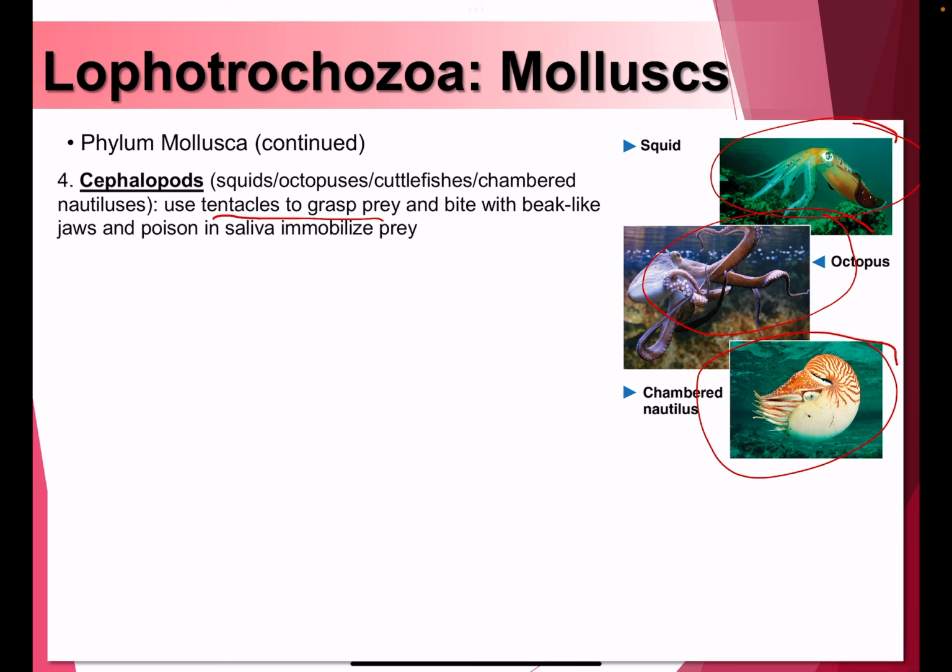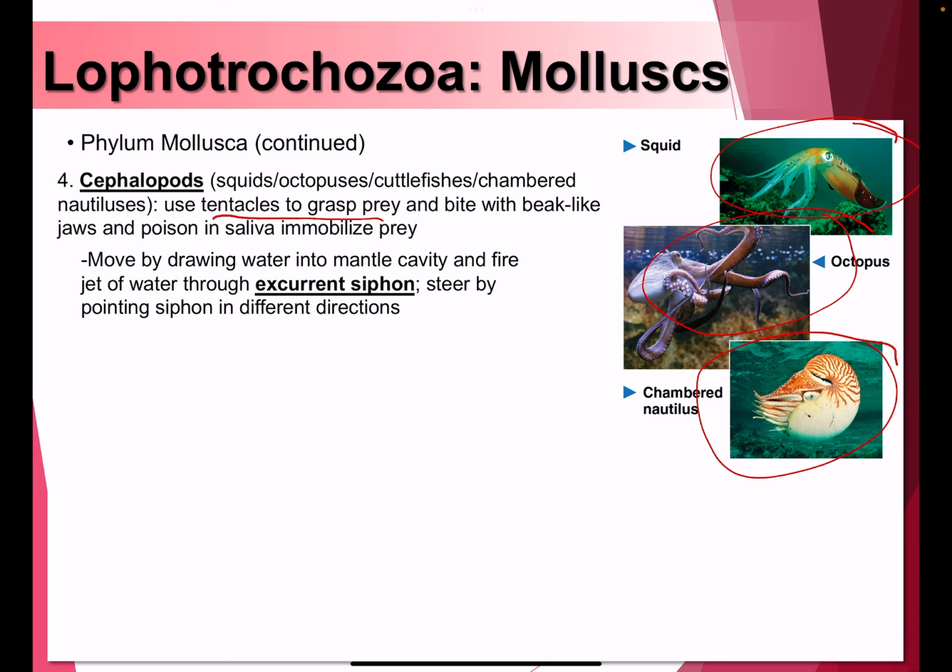So literally at the bottom, that beak-like thing that goes chomping, trying to chomp at them, is what a cephalopod's mouth looks like. And they move by drawing water into their mantle cavity, and then they fire a jet of water through an excurrent siphon, which expels that water, and then they dart forward.